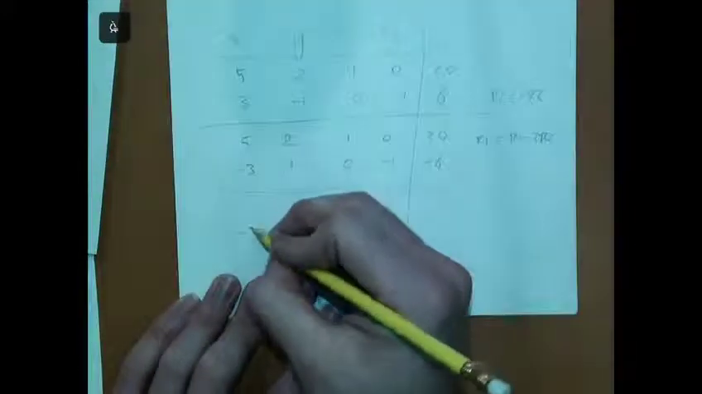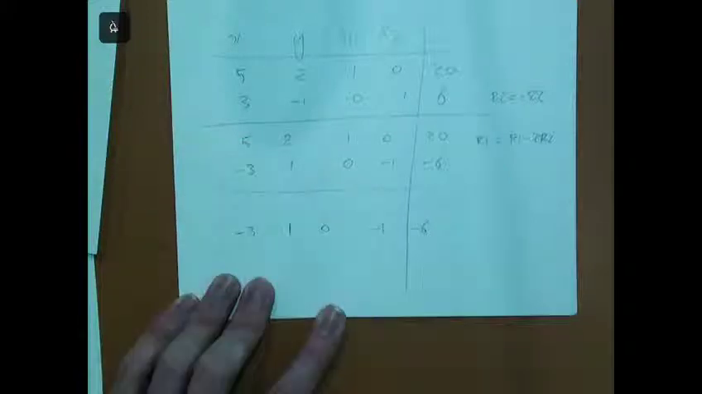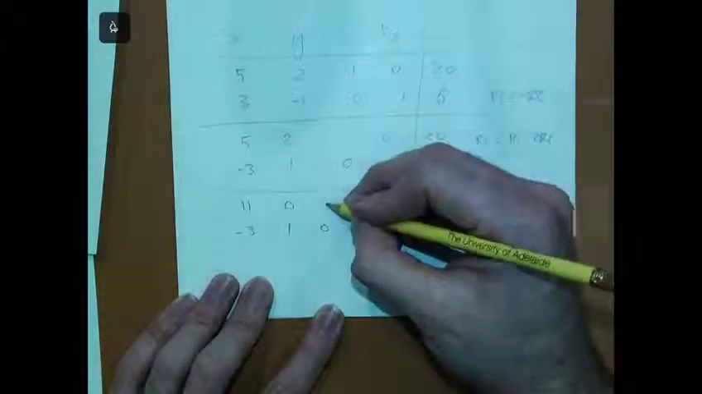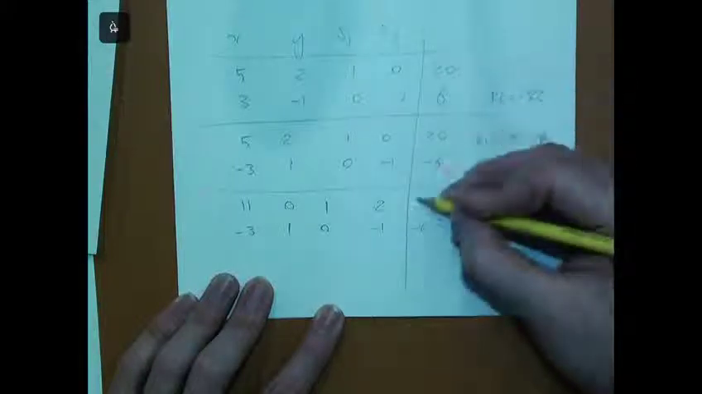Okay, so I didn't change this row. And we'll take off 2 of these. So 5 minus 2 times minus 3 would be 5 plus 6, which is 11. That's a 0. So 1 plus 2. And I get this answer here.